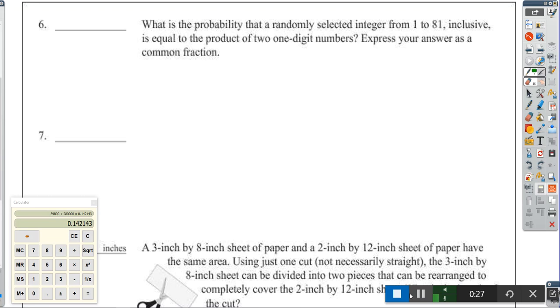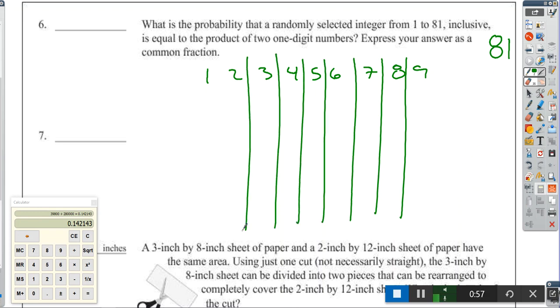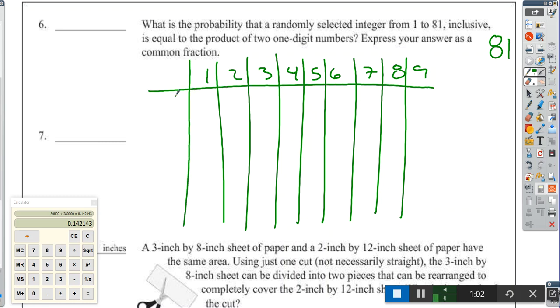Well, obviously we're going to start with the obvious, that we have 81 possibilities to choose from. And we'll just hold on to that for a little bit. Now, we also know that we can make a little multiplication table. Move that over here. And that will give us a good way of organizing what numbers we can create by multiplying two single digits together.